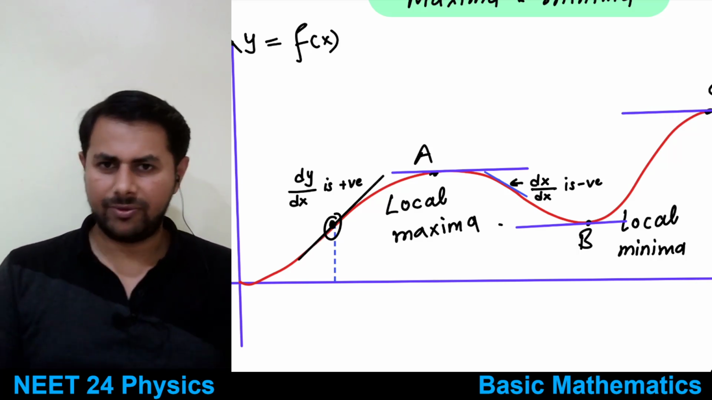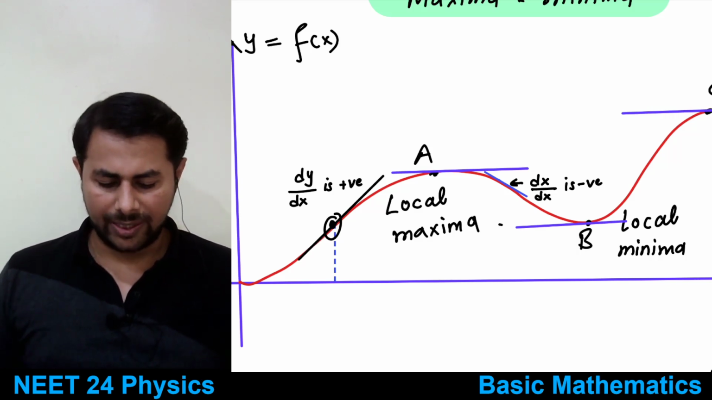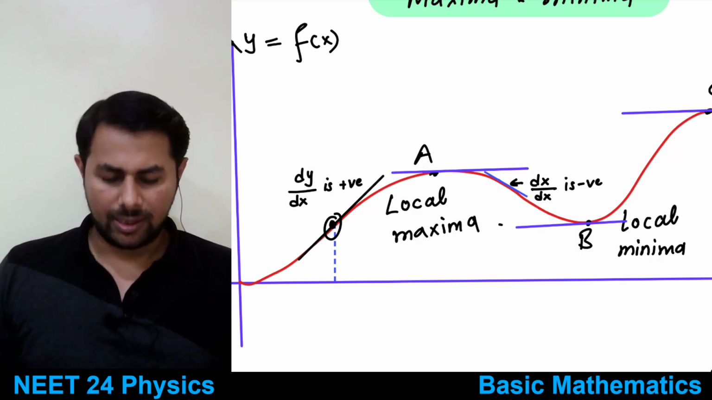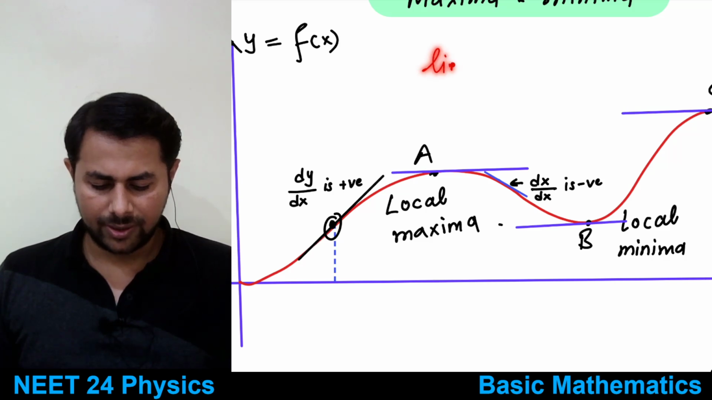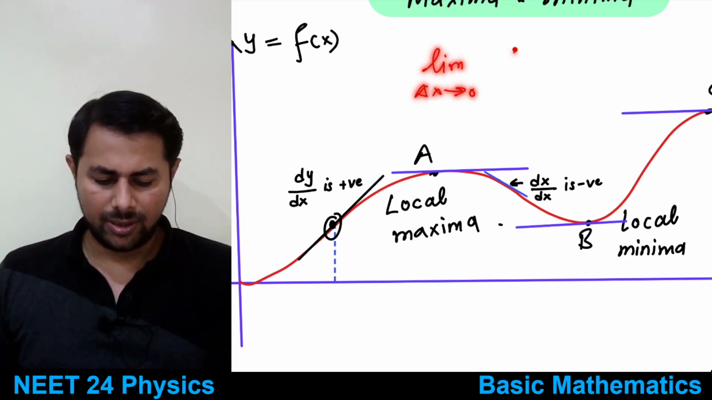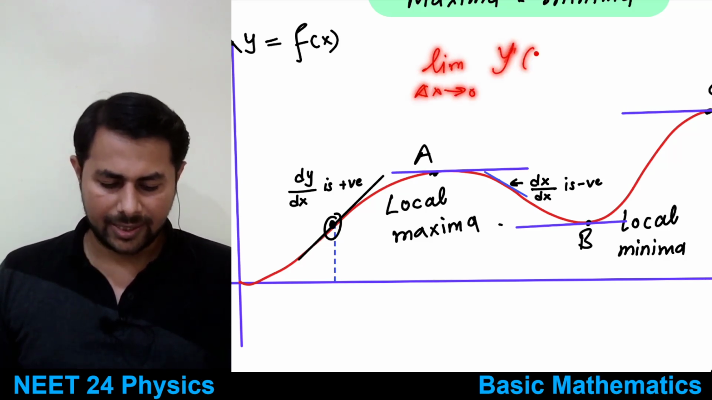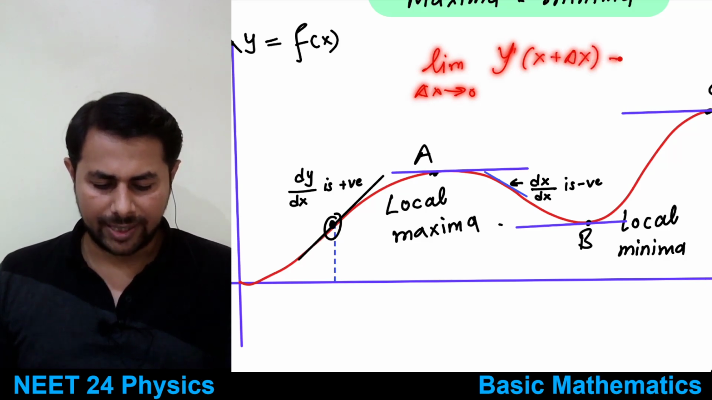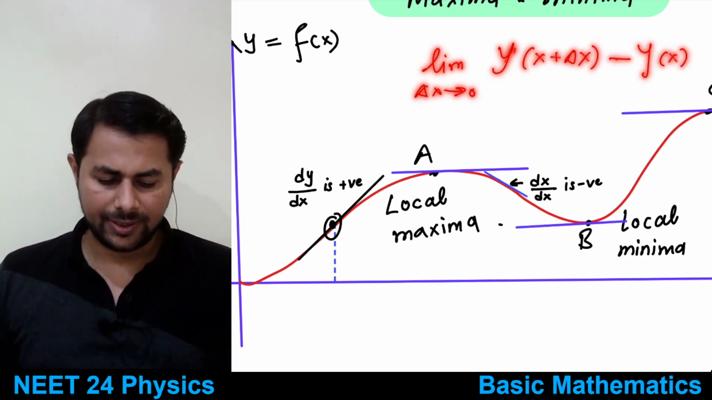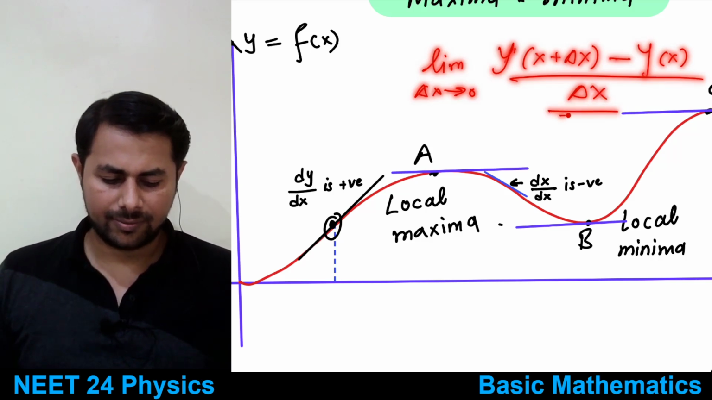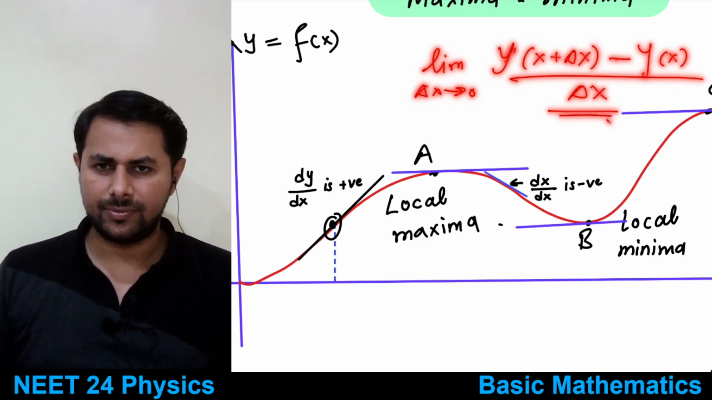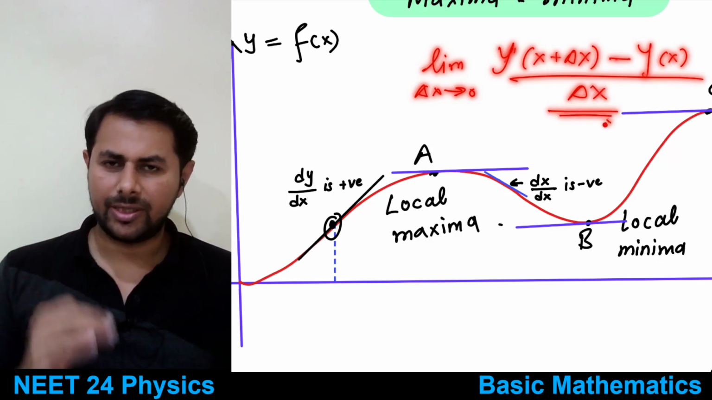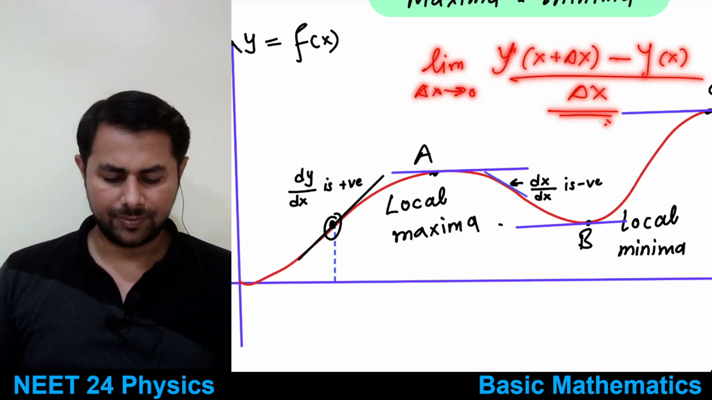You're taking the first derivative. How do we find the derivative? What is the definition of derivative? Limit as delta x tends to 0, y at x plus delta x minus y at x, divided by delta x. This is the formula, right? This is the derivative of y with respect to x.